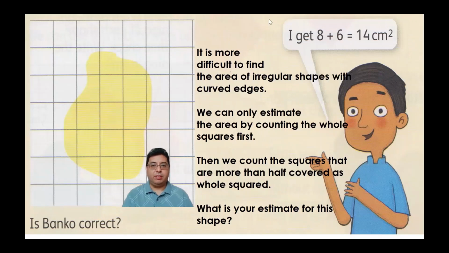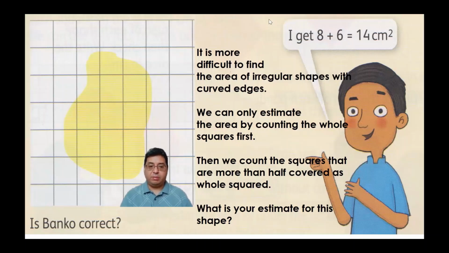Now, in this situation, it is more difficult to find the area of irregular shapes with curved edges. We can only estimate the area by counting the whole squares first. Okay, so you're gonna have to look at this and see how many whole squares there are. Then we count the squares that are more than half covered as whole squares. Now, this is where you gotta read this carefully, because you have to determine which ones are more than half covered and then basically round them up to whole squares. Now, Banco here says that I get 8 plus 6, which equals 14 square centimeters.